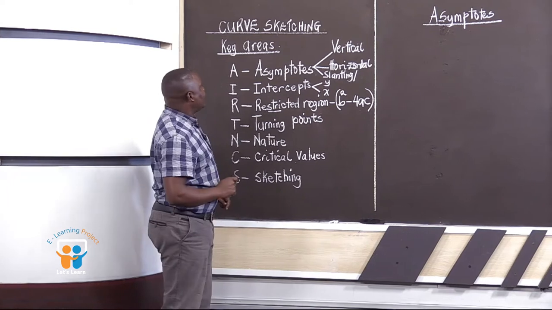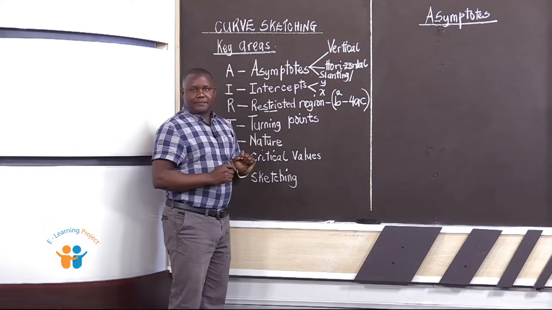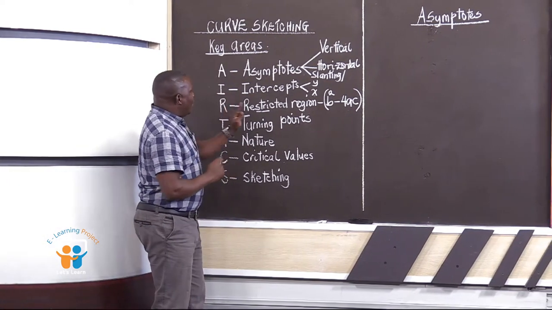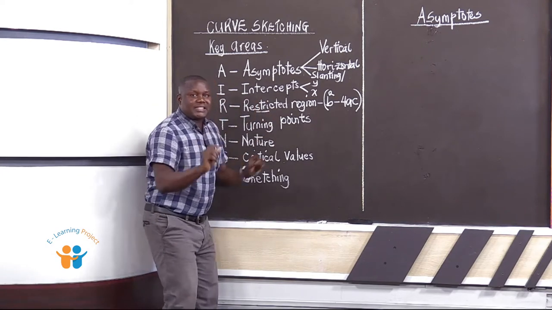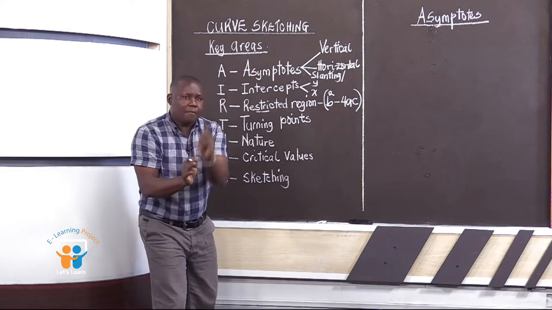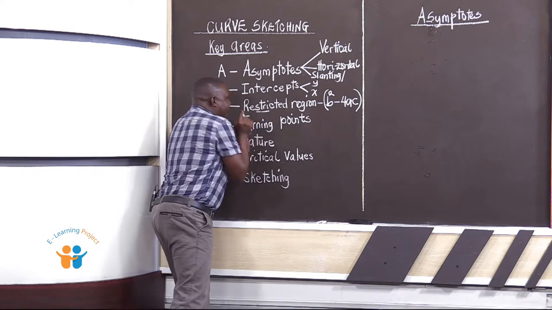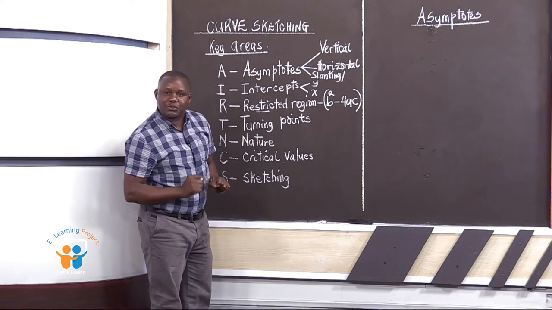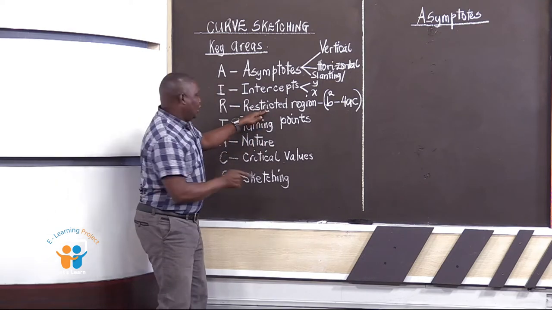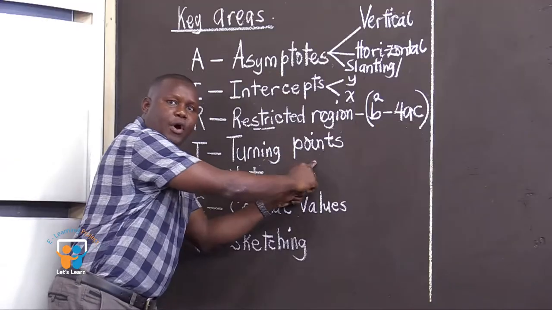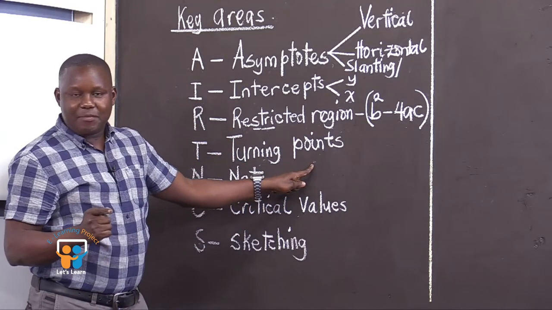We are moving through a topic called curve sketching. Beautiful. Now, after understanding the region of restriction, remember that it's such a beautiful relationship between the restricted region and the turning points. Are we together? So, after learning this one here, we also now will launch into learning the turning points. Are we together? Very good.